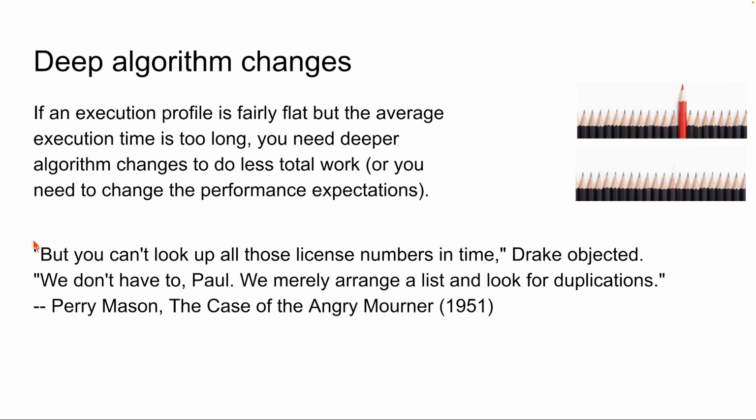Here's an example from the 1950s. But you can't look up all those license numbers in time, Drake objected. We don't have to, Paul. We merely arrange a list and look for duplications. This is from Perry Mason, The Case of the Angry Mourner.